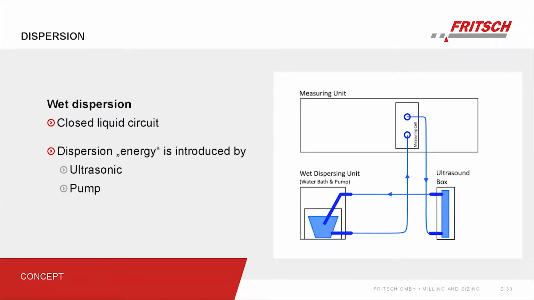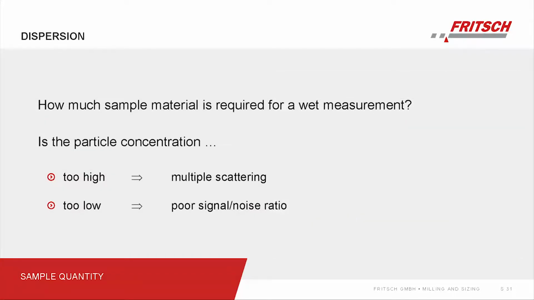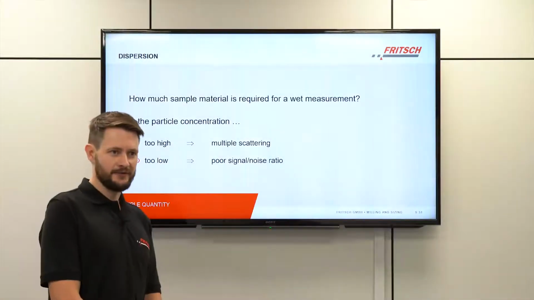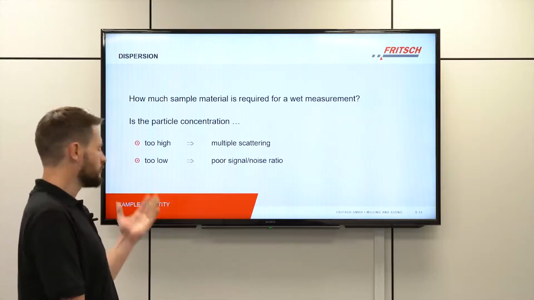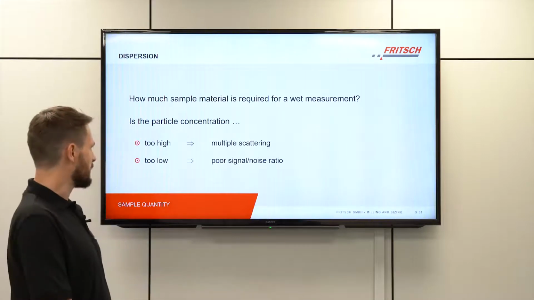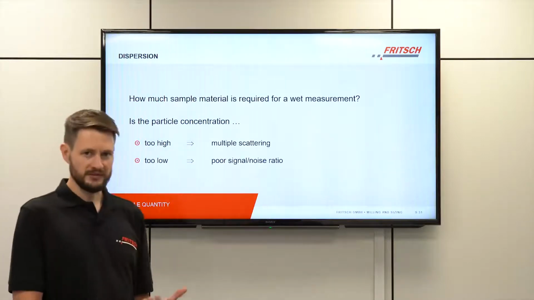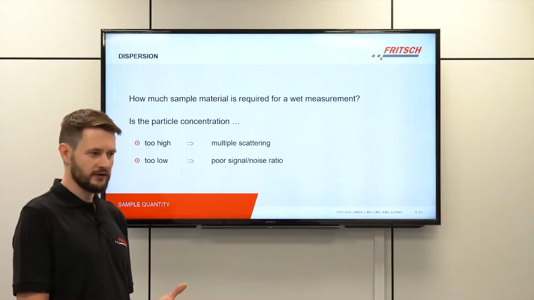Let's now take a closer look at the dilution of the sample in our wet dispersion, because we have to make a little compromise there. On the one hand, we don't want to add too much sample to get the concentration too high, because then we risk multiple scattering of our laser light within the sample material.